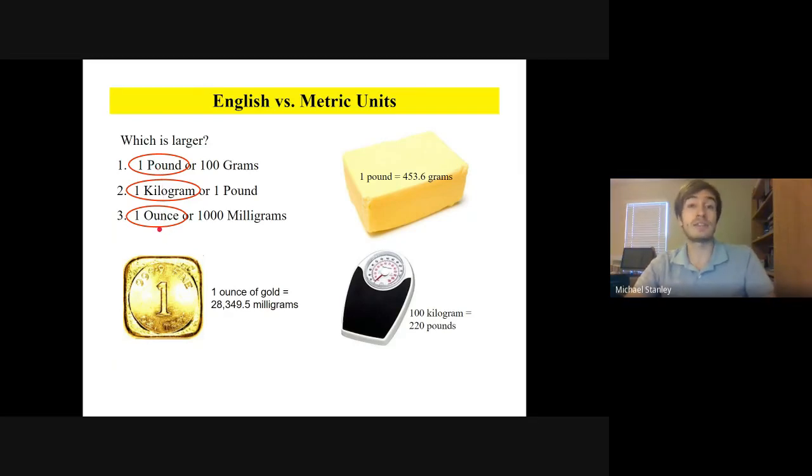On the metric side, instead of using pounds and ounces and tons, we use grams. So a pound is about 450 grams. So a gram is really, really small. Like if you think about the weight of a single quarter, that would weigh about a gram.